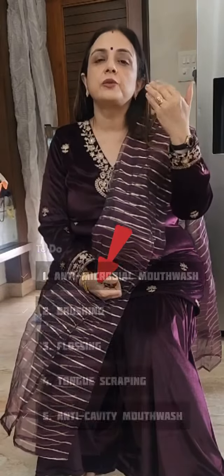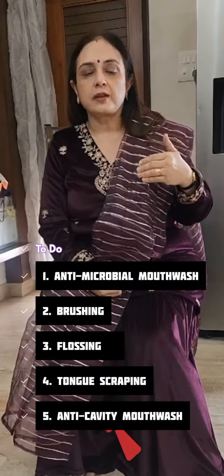But there are 2 types of mouthwashes which can be used. There is an antimicrobial mouthwash which is supposed to be used before, and there is an anti-cavity which is in the end. So if we have a 5-way regime, we start with a mouthwash. The moment we get up, we are supposed to gargle with a mouthwash. That's an antimicrobial mouthwash, followed by brushing.